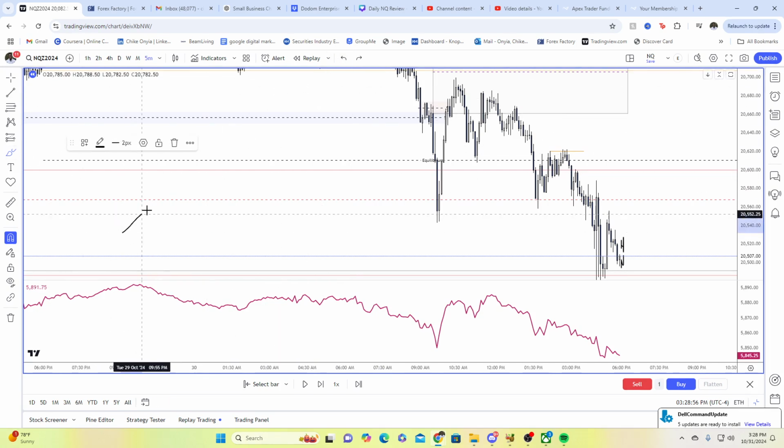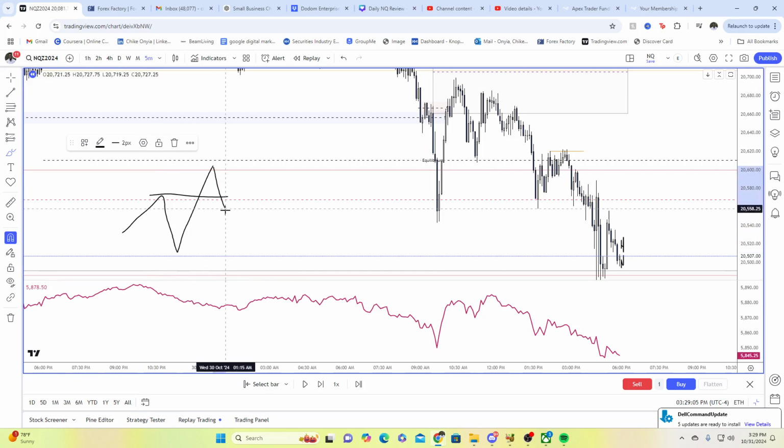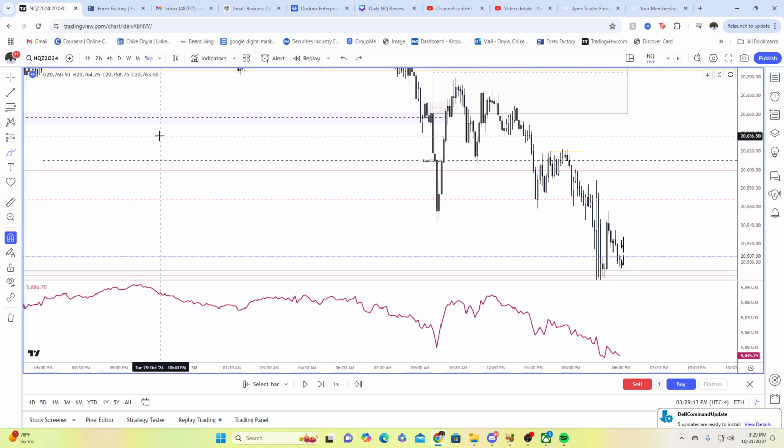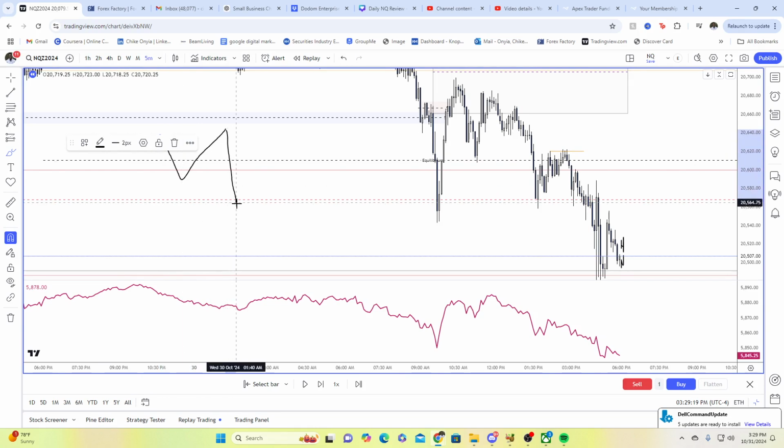This is 22 model, right? Make a high, take out this liquidity right here, break market structure right there, return back to a fair value gap, and then we bounce higher, right? So the same can be said vice versa. A 22 model that is bearish would look like this. Make a low, take out this high right here, make a lower low to this low, breaking market structure, and coming back into this fair value gap, right?